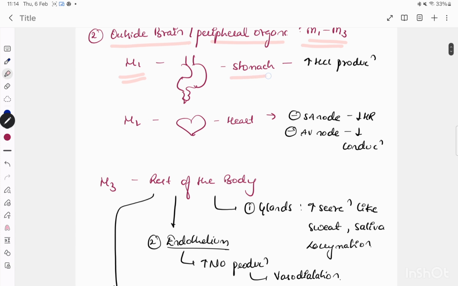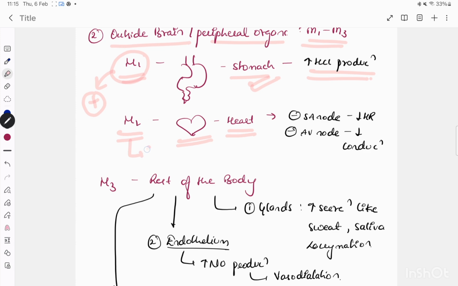M1 is present in the stomach. You just remember, what do you love more? You love food more, or do you love your love more? Obviously first you need to have food, right? Then only next you can think about other things. So first, food is important. So M1 receptor is present where? It is present in the stomach. And I told you odd numbers are excitatory in nature. So if you stimulate this receptor, what will happen? There will be increase in HCl production. So there's nothing to remember. Now you know why it is increase in HCl production and why it is not decreased, because M1 is an excitatory receptor.